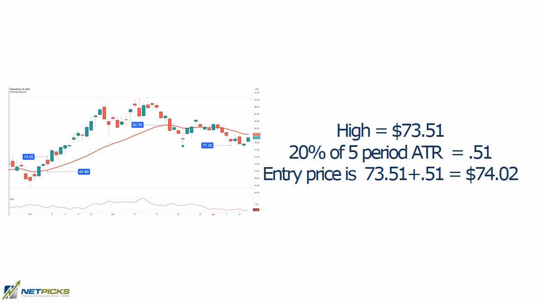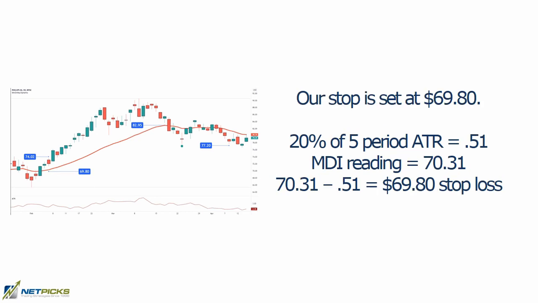And how do we get that? Well, we take the high of the candle, right? That is $73.51. 20% of the 5-period ATR at this point in time is 51 cents. So our entry price is the high of the candle, that's 70.31, plus 51 cents, which we got from the ATR calculation. So our entry price is $74.02. Our stop is set at $69.80. How do we get that?